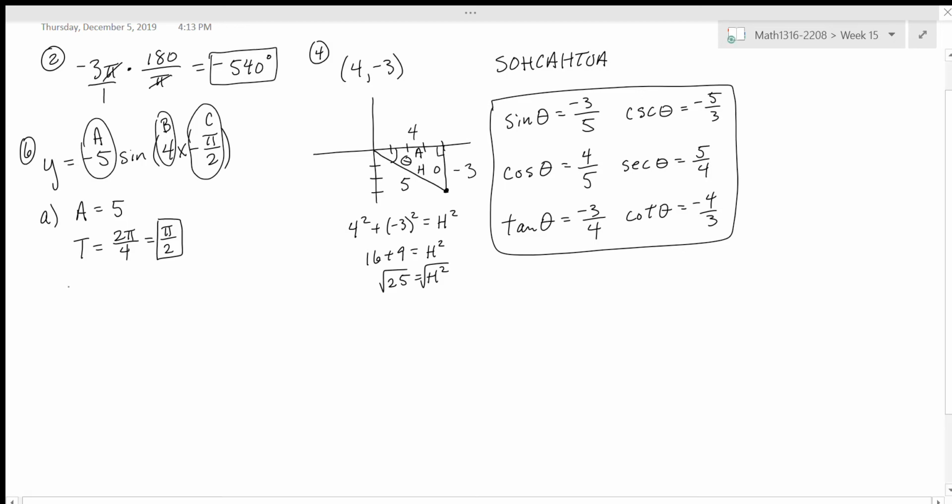And last but not least, we need the phase shift. Okay, that is negative C over B. If you forgot the formula, negative C over B. So that's going to be pi over 2 over 4. And I think that reduces to pi over 8.